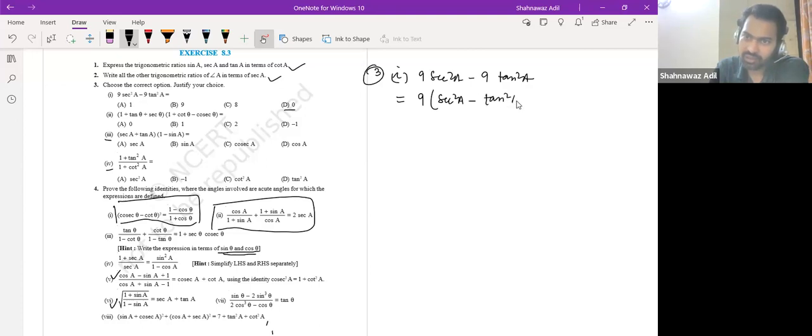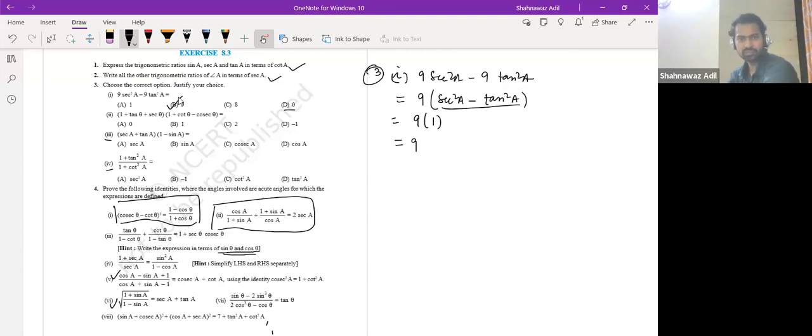And then from the identity, sec square A minus tan square A is 1, so this is 9. Good. So this is the answer, right? Everybody understood? Yes, sir. Good, good. So please note it down. And then the second question is also for Abir, right? This third question we are doing.